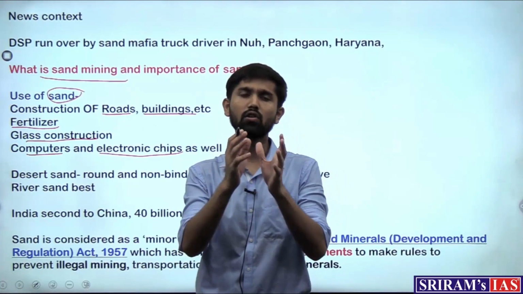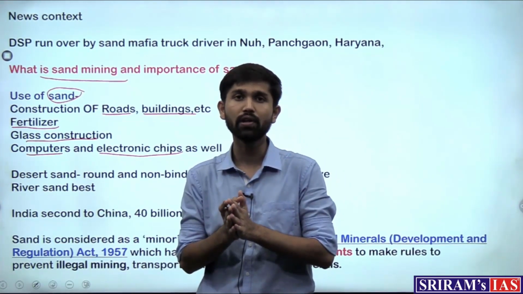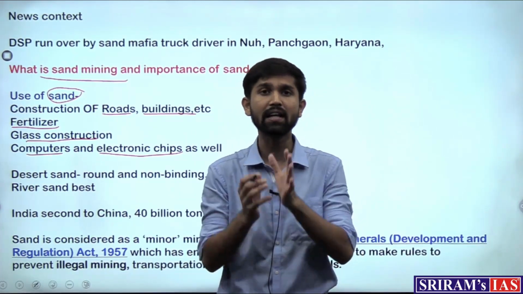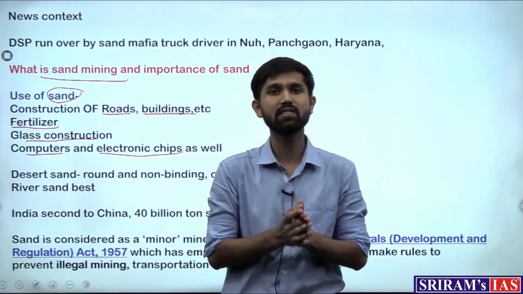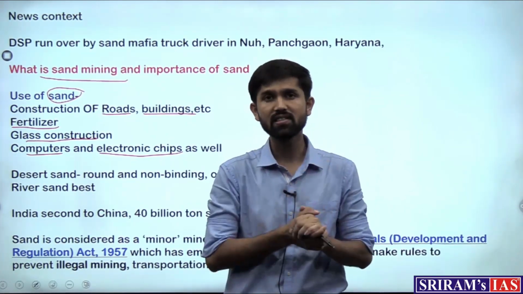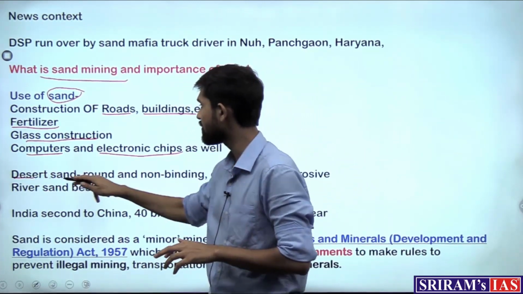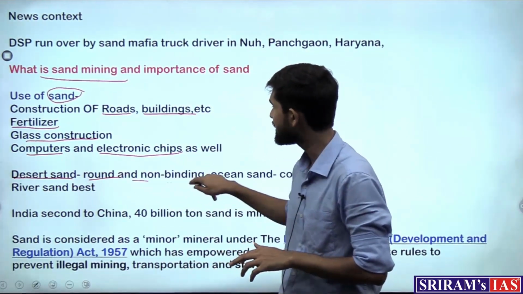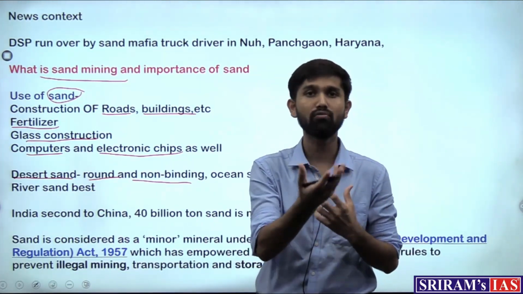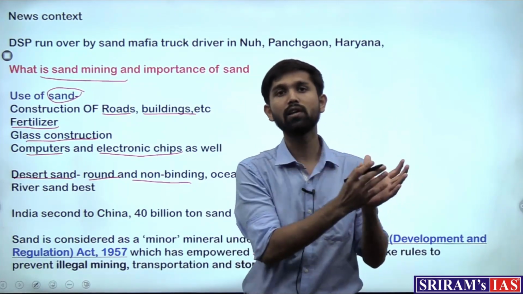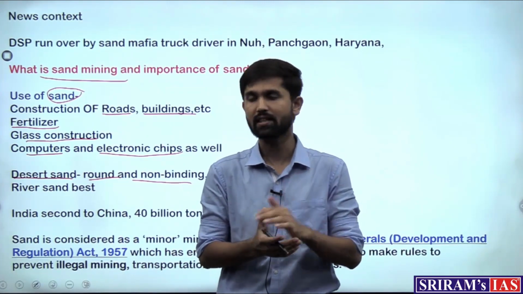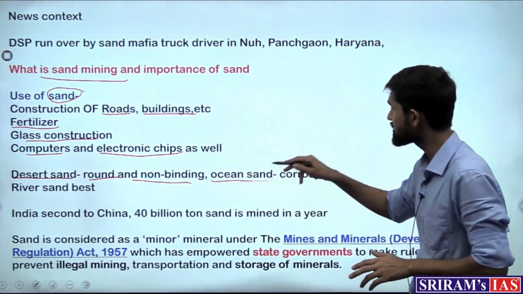And why is only a particular sand important over here? As we see, the practice of illegal sand mining is rampant in the riverside areas, mostly in the northern riversides. So why only river sand is used? Because the desert sand which we find in deserts is round in shape and therefore non-binding, and the binding quality which is required while making concrete is not exhibited by desert sand, and therefore desert sand is not much useful for this activity. And similarly, ocean sand is also there.